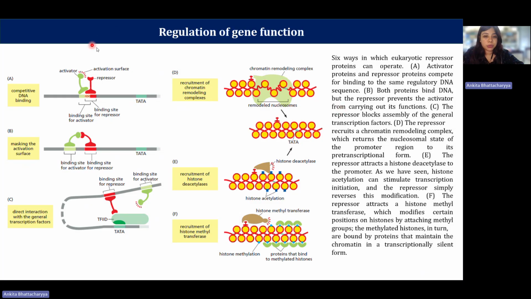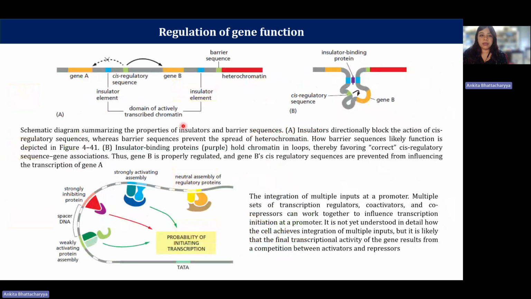You can have the recruitment of histone deacetylases, which will remove the acetylation mark and will promote the wrapping up of the chromatin. You can have recruitment of methyl transferases, which will increase methylation and again do the same job. So that's how repressors sometimes can work.